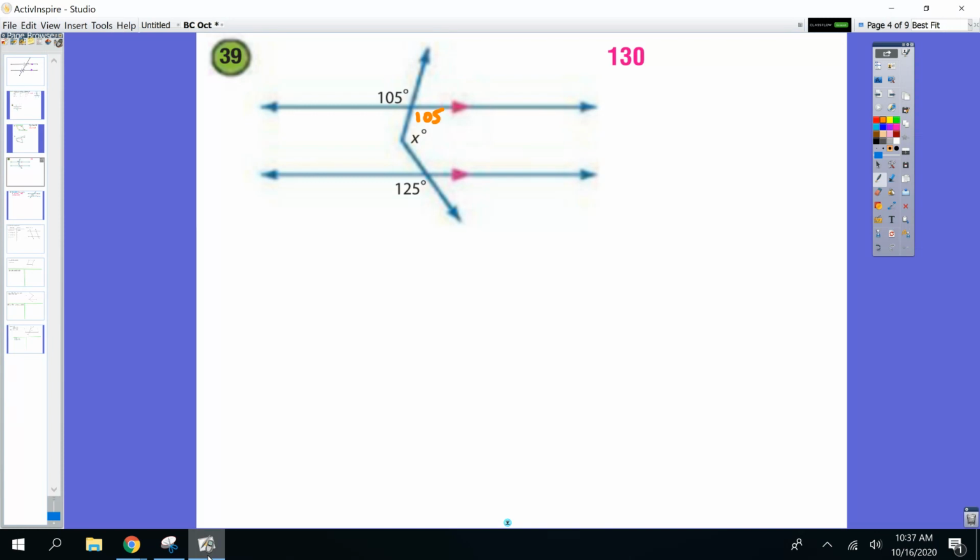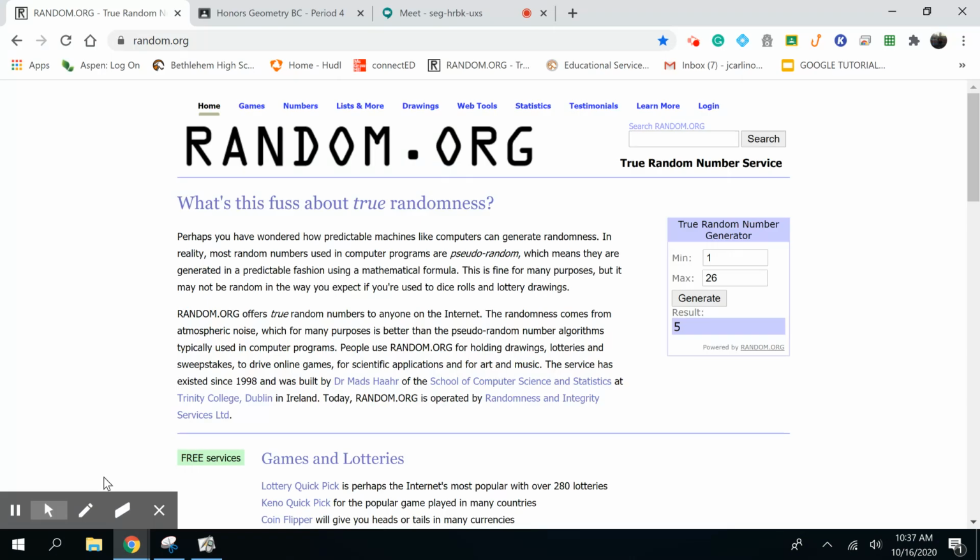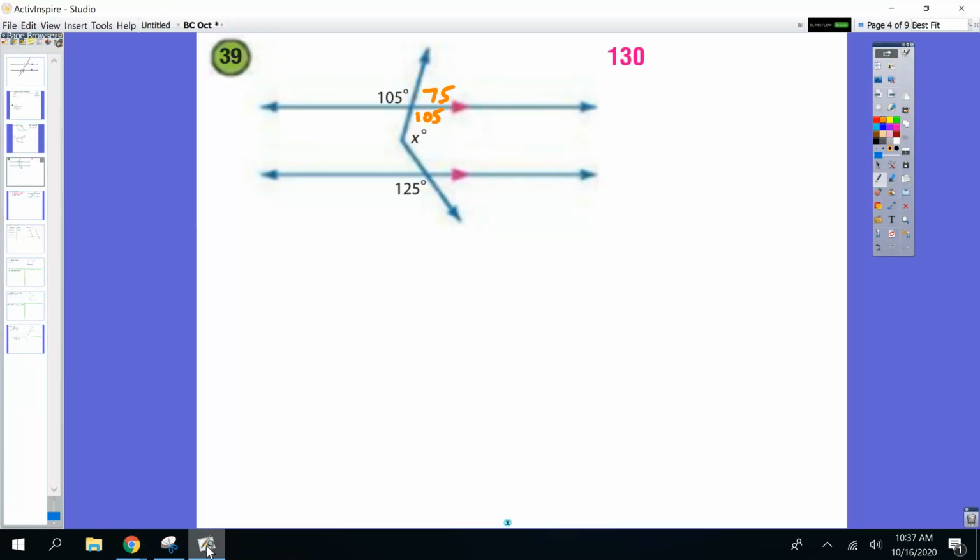Because they're vertical. Done. Okay. I can also say this angle is 75. Why can I say that angle's 75? Here you go. Gideon, why can I say that angle's 75? Because they're supplementary. They're a linear pair. Great. And I could do the same thing down here with 125.